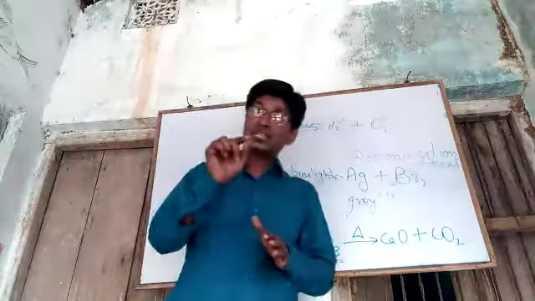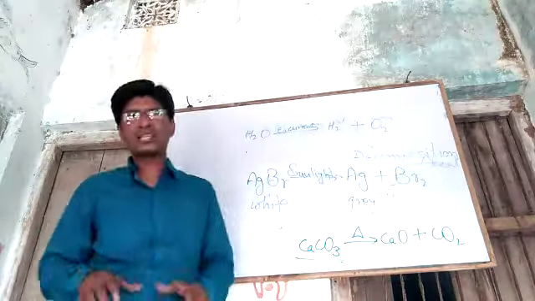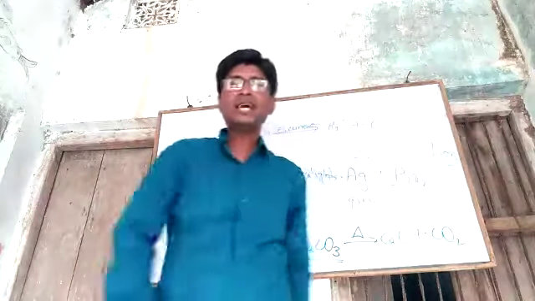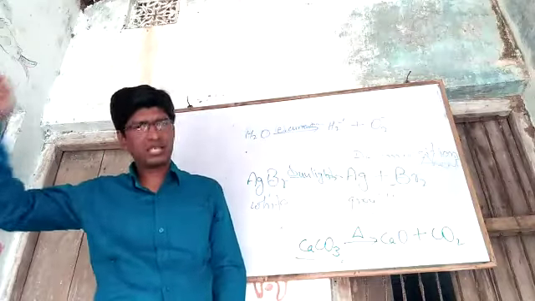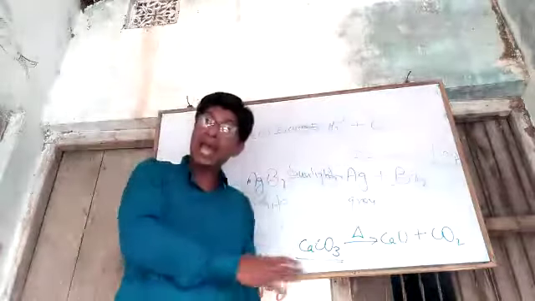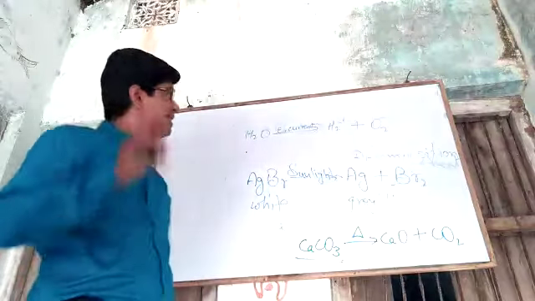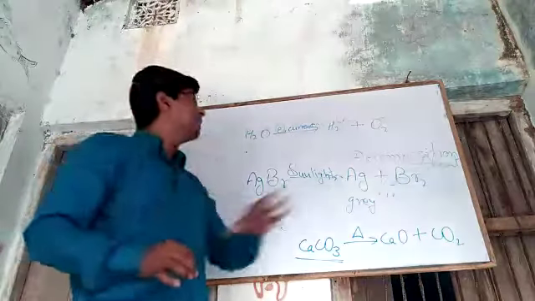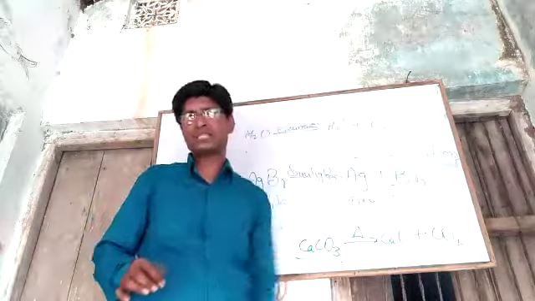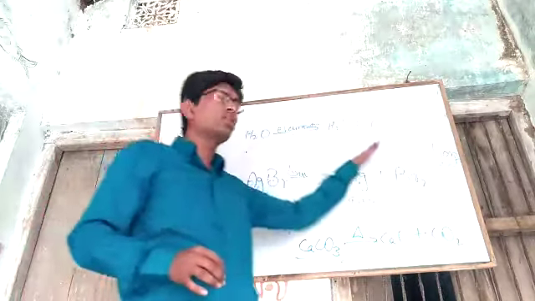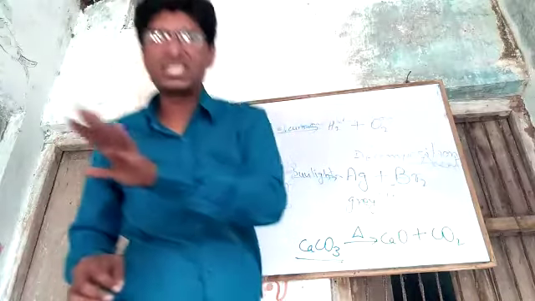And the reaction in which a single substance gets decomposed into two or more than two kinds of substances in the presence of light or sunlight, then it is called photolytic decomposition reaction. And the reaction in which a single substance gets broken down or decomposed into two or more than two simpler substances in the presence of electric current, then it is called electrolytic decomposition reaction.